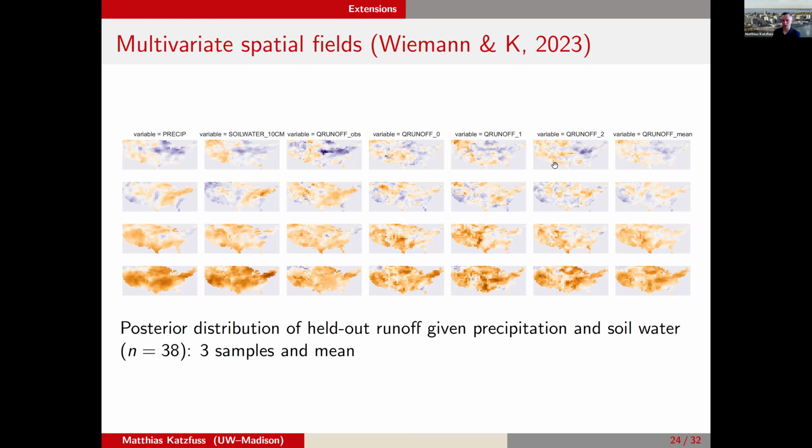That's what we have here in these columns 1, 2, 3. Each of these columns here are samples. Let's say, for example, this one here is a sample from the conditional distribution of runoff given this particular precip field and given this particular soil water field. And then the same thing for this, same thing for this. This last column is just the mean of this conditional distribution for runoff given this particular precip and this particular soil water. And so, again, visually, I would say this doesn't look too bad.